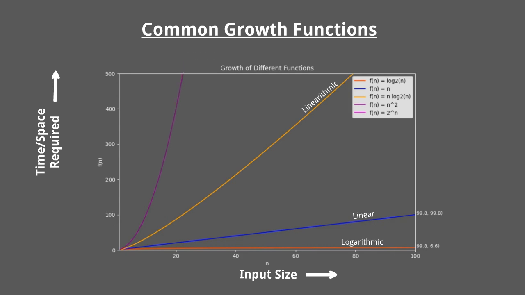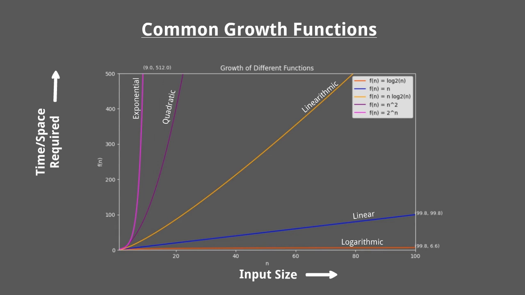Quadratic time, the time required grows with the square of the input size. Bubble sort is an example where the time required increases significantly as the number of elements grows. Exponential time, the time required doubles with each additional input element. The recursive Fibonacci algorithm's time grows exponentially as the number of elements increases.